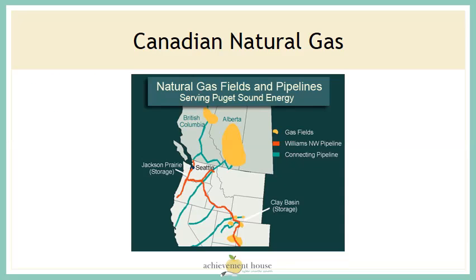Another natural resource we would get from Canada is natural gas. If you look at this map, you can see the gas fields in Alberta and British Columbia. Again, we use pipelines, those orange and blue lines, to get the gas from Canada down to the United States.